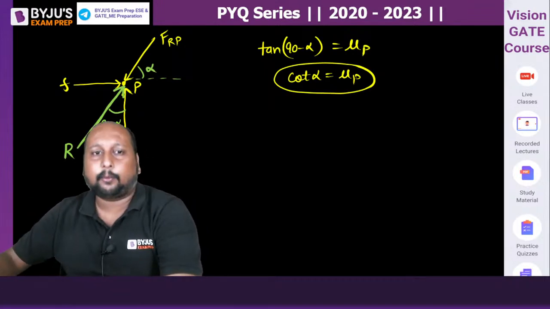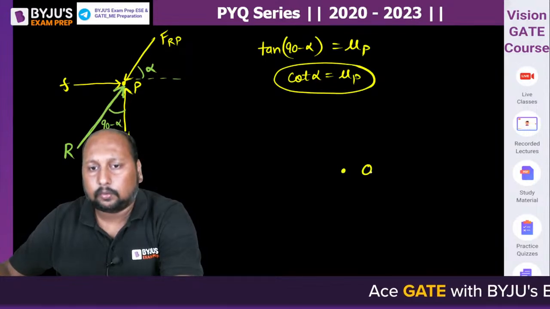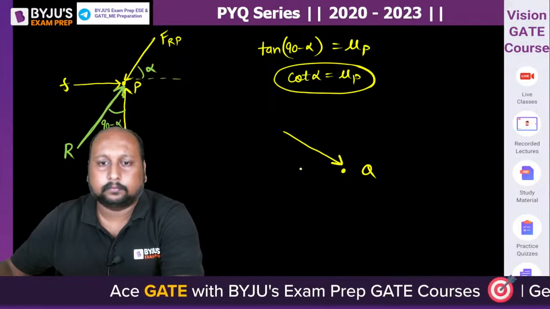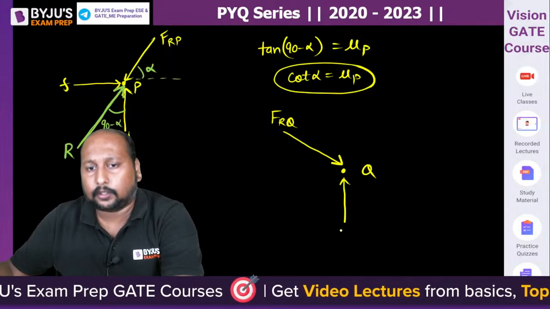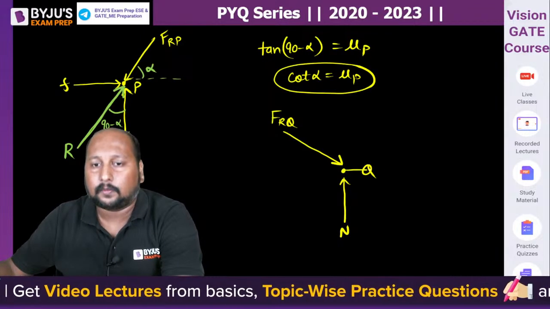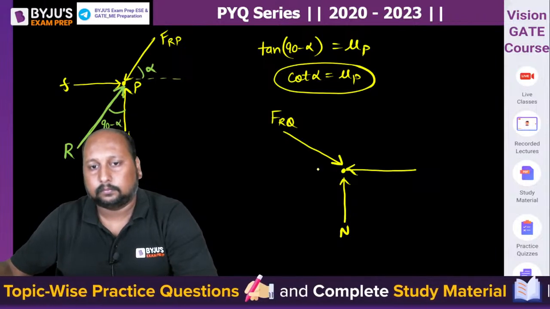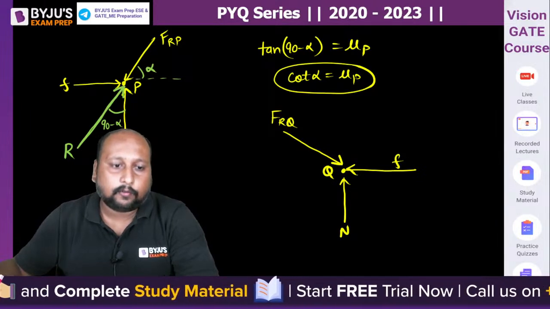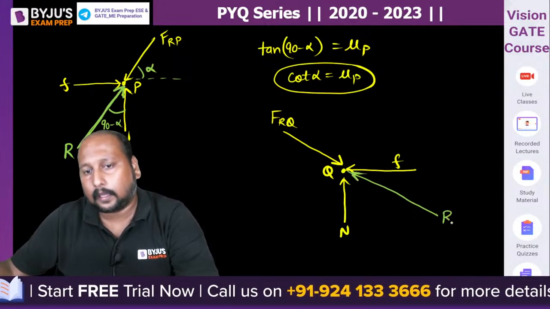Coming to the second point, that is Q. At point Q, we have a force acting, that is FRQ. This is your normal reaction, and because the body will be trying to slide on the right hand side, the friction will be on the left hand side. This will be the direction of friction. Let me write this point Q over here. So the resultant force will be acting along the direction of RQ. This is the resultant force, right?